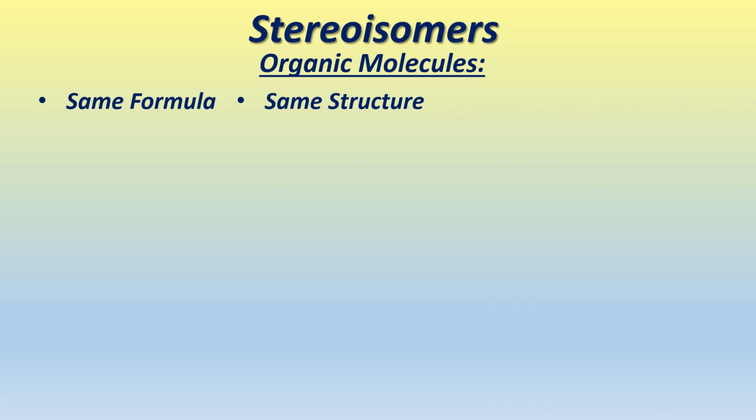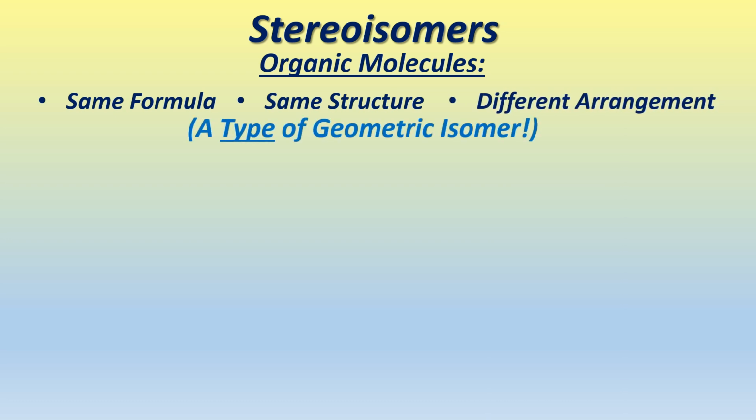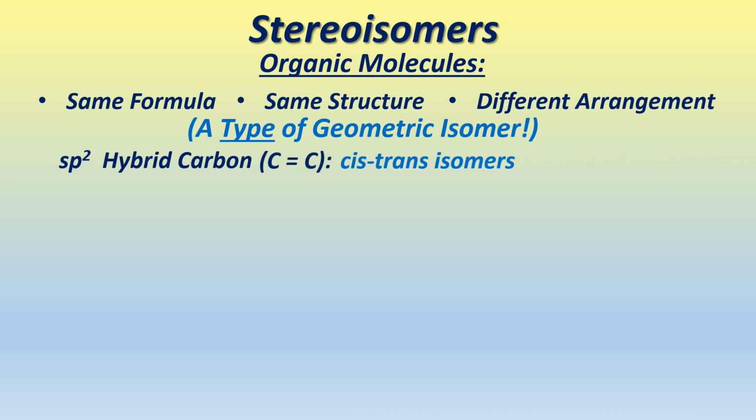In the case of stereoisomers, you also have compounds that have the same structure, which means that they only differ in the arrangement of the atoms. Essentially, a stereoisomer is a type of geometric isomer, which you have seen before. If one has sp2 hybridized carbons, where you have a carbon-carbon double bond, a different arrangement can give you cis or trans isomers.